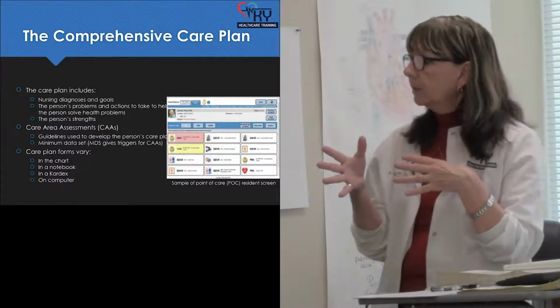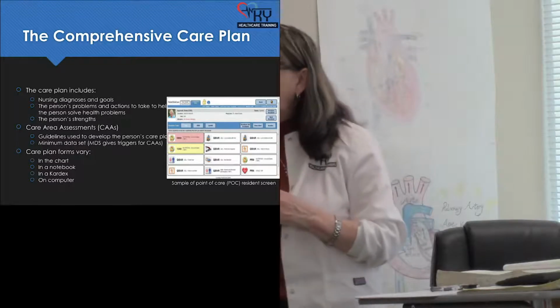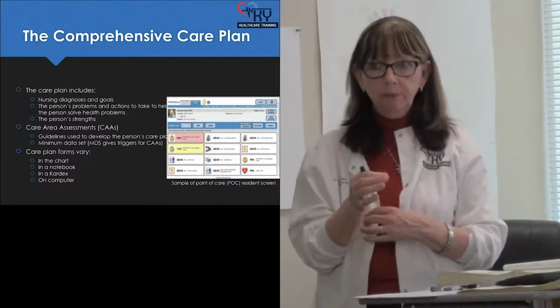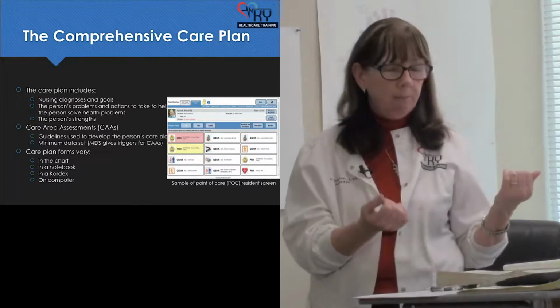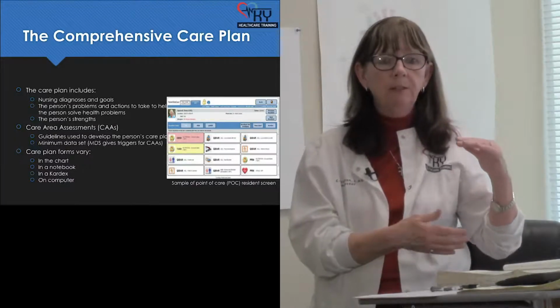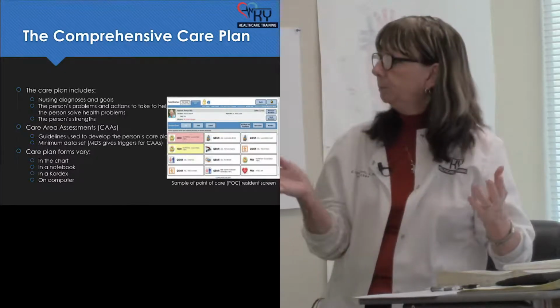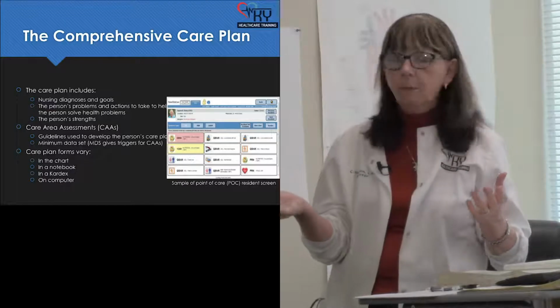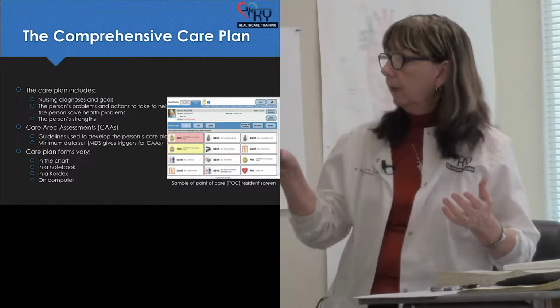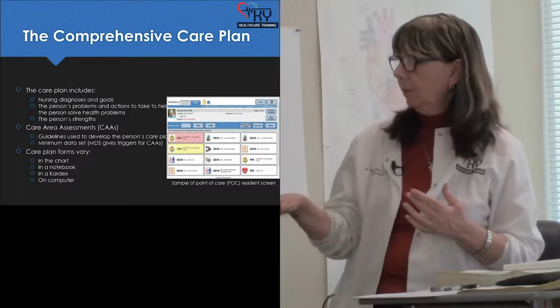The care area assessments are guidelines used to develop the person's care plan. The minimum data set gives triggers. So if you pull up the MDS, it's going to say this person has a problem getting to the bathroom on time. So what are we going to do about it? Or this person isn't able to walk by themselves. So it has the care plan with the problems and what to do about it.